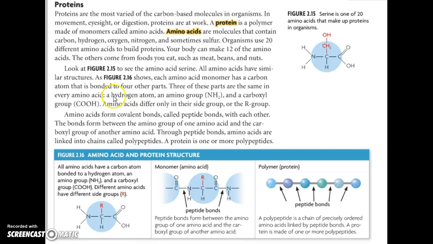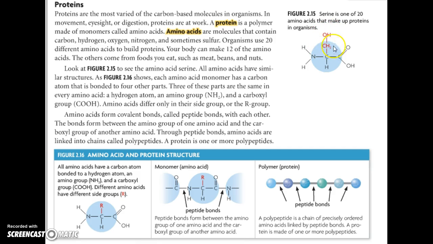Then we have the hydrogen atom. Well, here's our hydrogen atom right here. It's bonded to the carbon. And then the 4th group is the R group. It's called the R group. It does vary. It is different for every single one of the 20 amino acids. The NH2, the COOH, and the hydrogen, that is the same in all 20 amino acids. This R group, it does change.